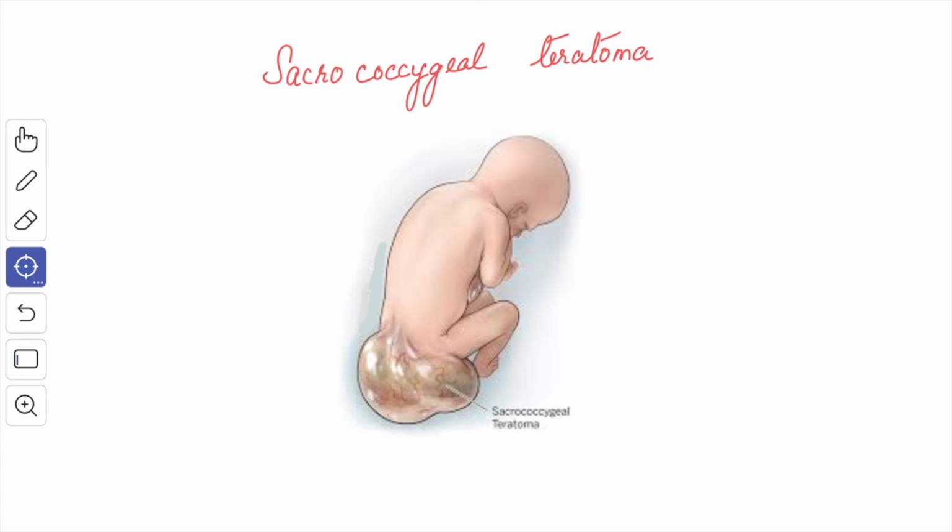Tumors associated with gastrulation. Remnants of the primitive streak persist sometimes in the sacrococcygeal region, and these clusters of pluripotent cells proliferate and form a tumor known as the sacrococcygeal teratoma, which commonly contains tissues derived from all three germ layers, and this is the most common tumor in newborns.